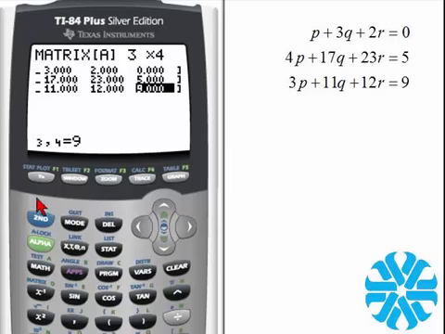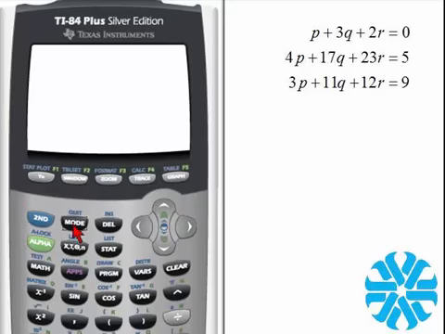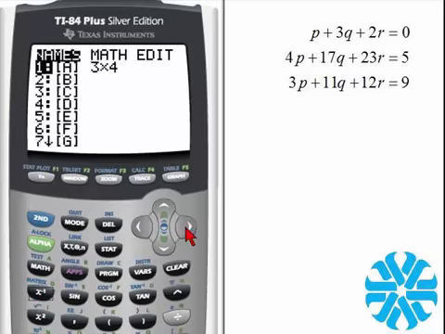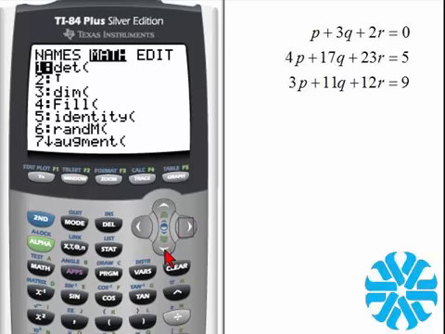Okay, again, let's get out of the matrix mode completely. So second function, quit. Now let's go back, second function, matrix, go to math, and we want RREF.